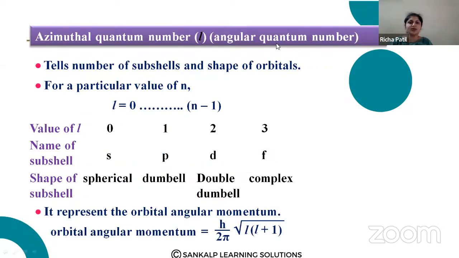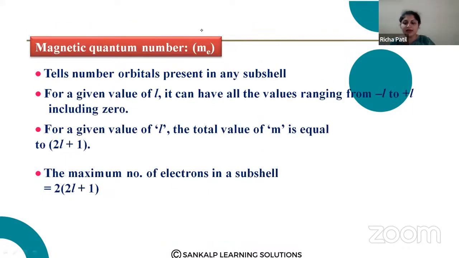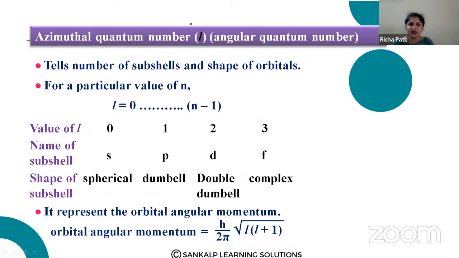So next is the azimuthal quantum number. It is denoted by small l.